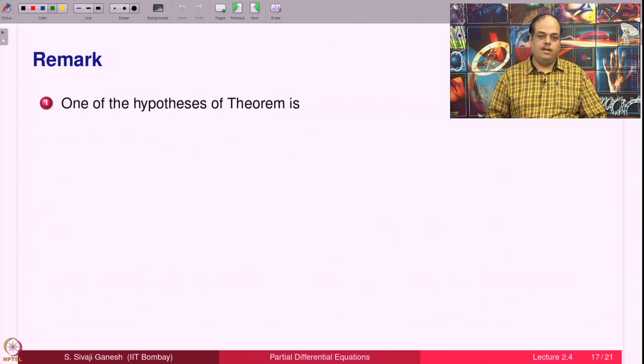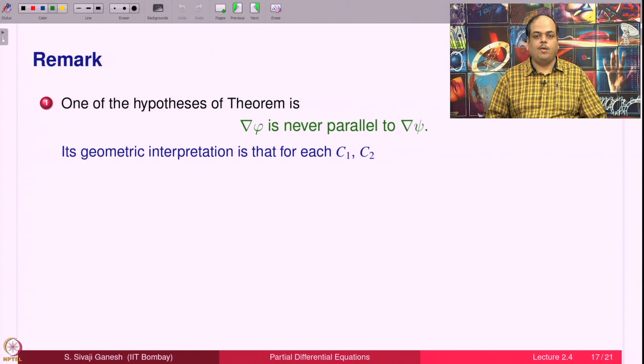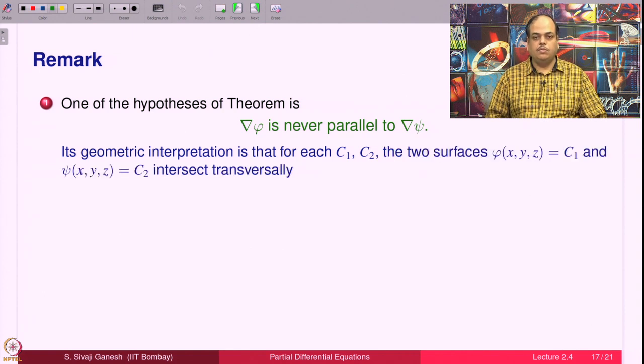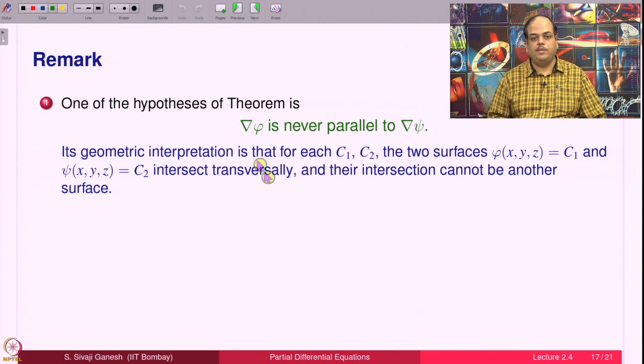So, one of the hypotheses of the theorem is that grad phi is never parallel to grad psi. What is the geometric interpretation? For each C1, C2, the surfaces phi equal to C1 and psi equal to C2 intersect transversally, and their intersection cannot be another surface, because the normals do not have the same direction; normals have different directions. Therefore, the tangent planes will have different directions at every point common to both surfaces phi equal to C1 and psi equal to C2. At such a point, the tangent plane for phi equal to C1 and the tangent plane for psi equal to C2 do not coincide at all. That is the assumption we are making, that grad phi is never parallel to grad psi anywhere.